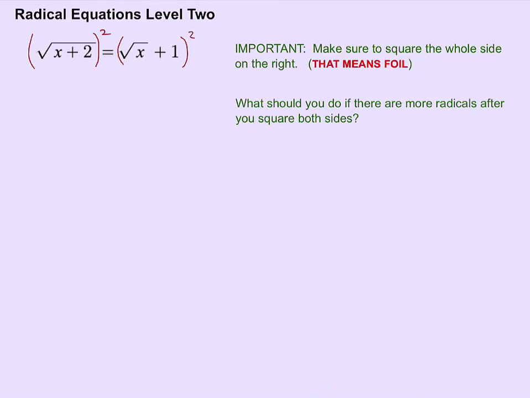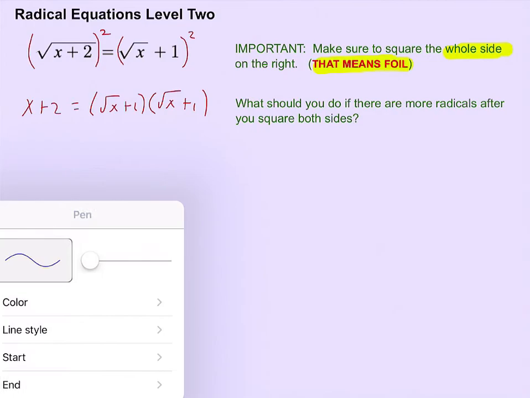When you square both sides, this is the big thing. Squaring x plus 1 to the 2nd power does not mean squaring the square root of x and squaring the 1. Squaring the whole side means you've got to multiply the whole side by itself, which means you're going to have to FOIL it out. On the left-hand side, squaring the radical does leave us with just plain old x plus 2. On the right-hand side, you have to know that root x plus 1 squared is root x plus 1 times itself, which means you are going to have to FOIL it out.